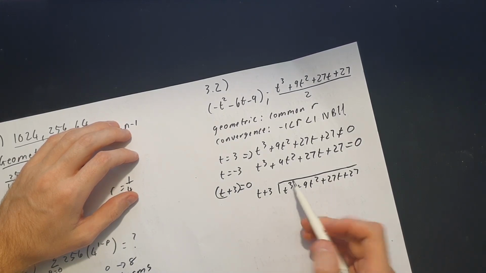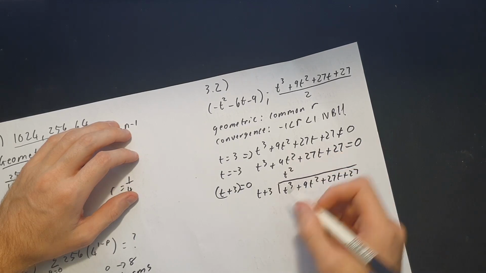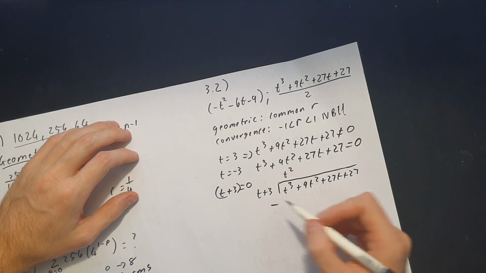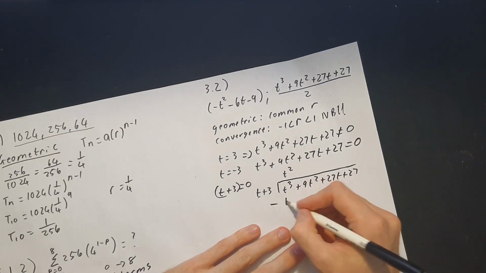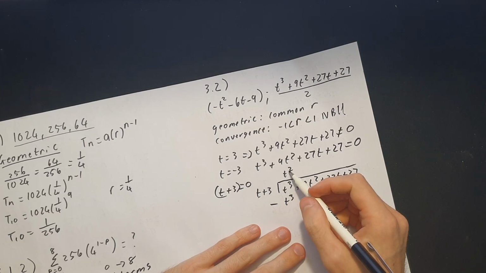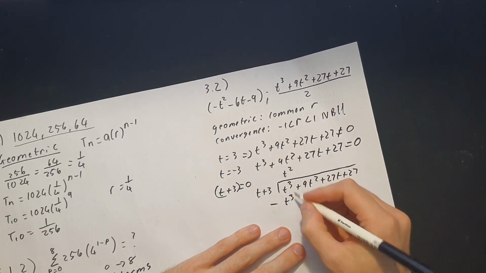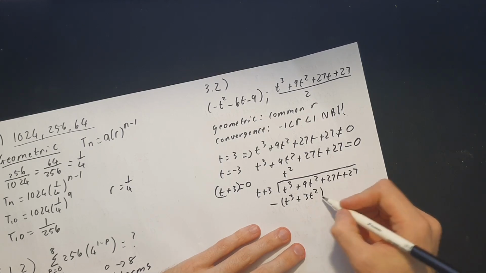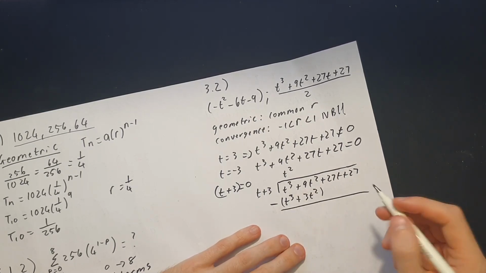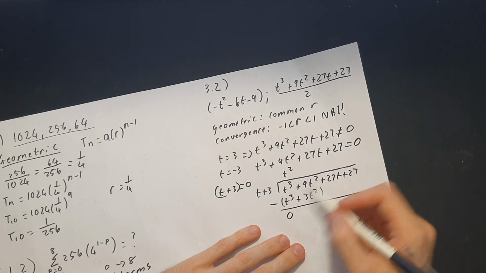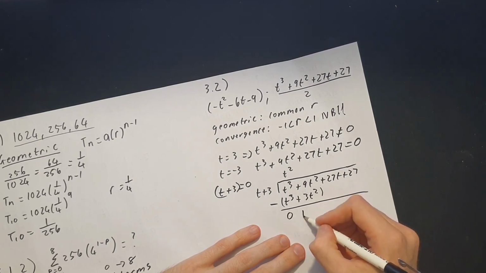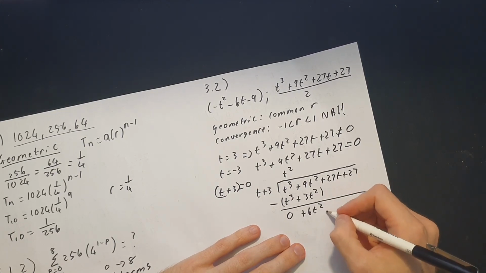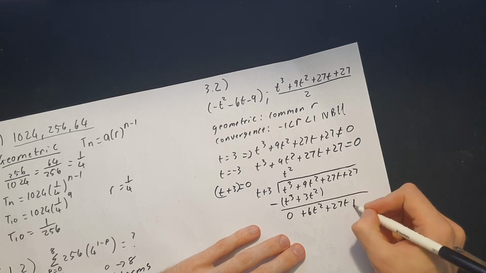So t cubed divided by t is t squared. Okay, t squared times t. Then what we are doing is we are minusing off t squared times t. That gives you t cubed. Notice those two cancel out. And then t squared times 3 is going to be plus 3t squared. Okay, and then if I minus off over there, I get 0. 9t squared minus 3t squared, that's plus 6t squared. Bring down everything else. So then we are left with plus 27t plus 27.